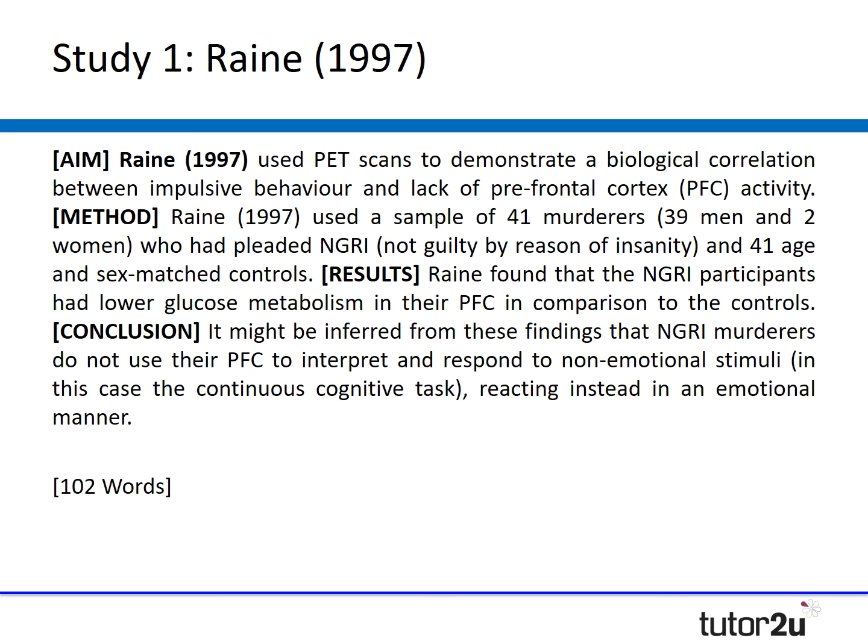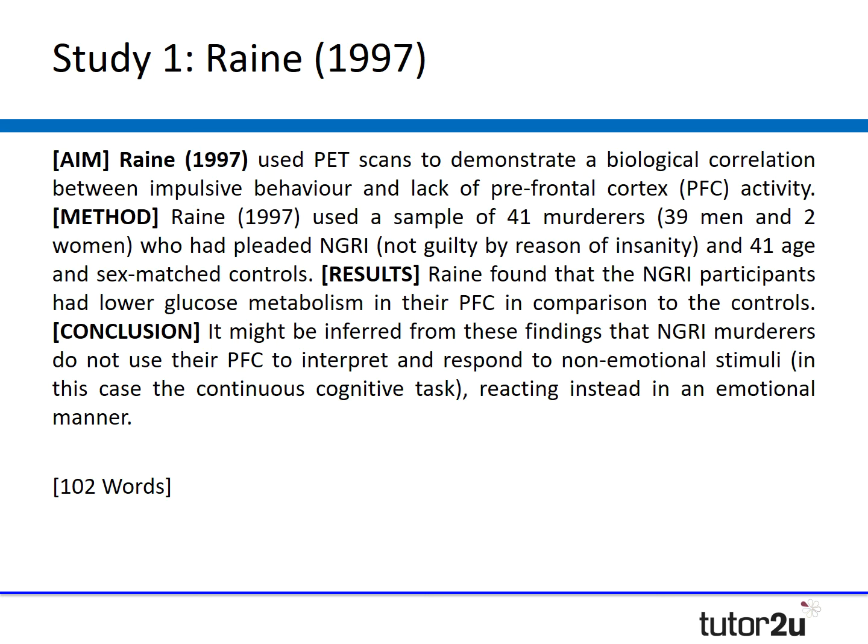Raine used PET scans to demonstrate a biological correlation between impulsive behaviour and a lack of prefrontal cortex activity. Okay, I've got my aim. Raine used a sample of 41 murderers, 39 men and 2 women who pleaded not guilty by reason of insanity, and 41 aged and sex-matched controls. Okay. Raine found that the participants who were not guilty by reason of insanity had lower glucose metabolism in their prefrontal cortex in comparison to the controls. The conclusion: it might be inferred from these findings that the not guilty by reason of insanity murderers do not use their prefrontal cortex to interpret and respond to non-emotional stimuli, reacting instead in an emotional manner.